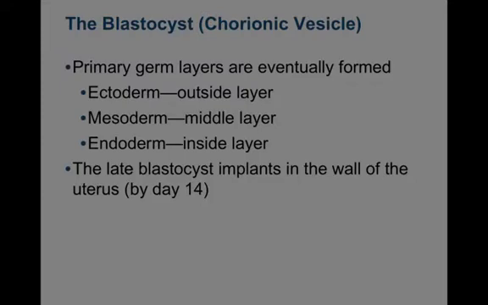So the cells on the outside are called ectoderm, and those cells will become part of your nervous system and your skin. The cells on the inside layer are endoderm, and that's most of your epithelial tissue, including the lining of your respiratory system, the lining of your digestive tube, etc. And then everything in between is what we call the mesoderm, and that's like muscle, bones, some nerves, but not much.